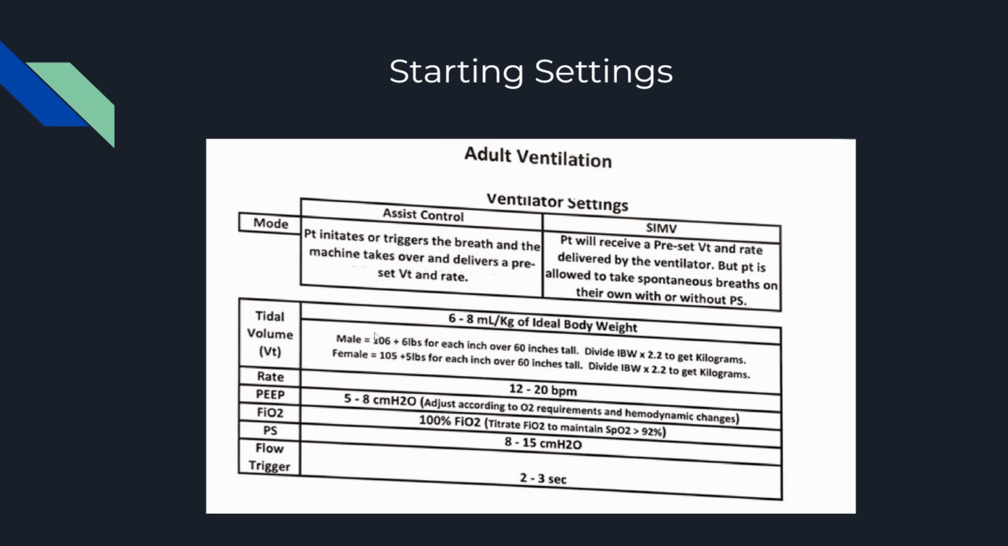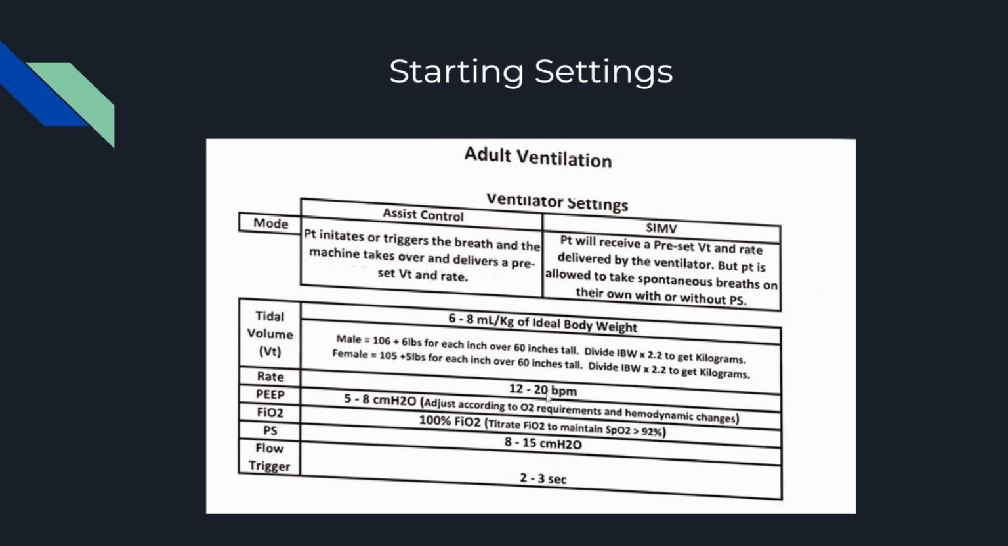So for males, you take 106 pounds plus 6 pounds for each inch over 60 inches, which is 5 feet tall. So me at 5'8", I get 106 plus 6, 8 times. And then we divide that by the 2.2 to turn it into kilograms. For females, it's 105, and then it's 5 pounds for each inch over 60 inches. That's your ideal body weight.